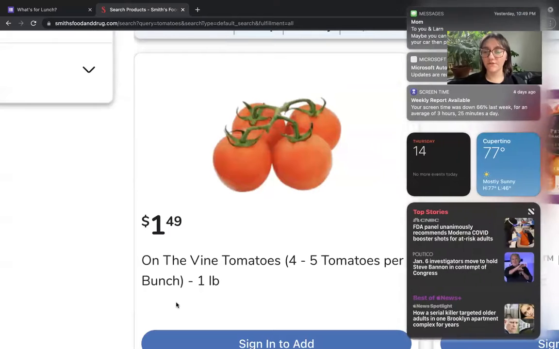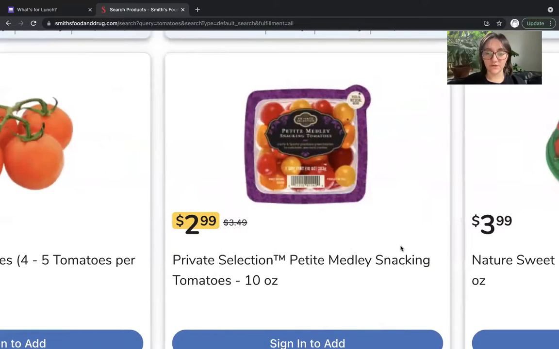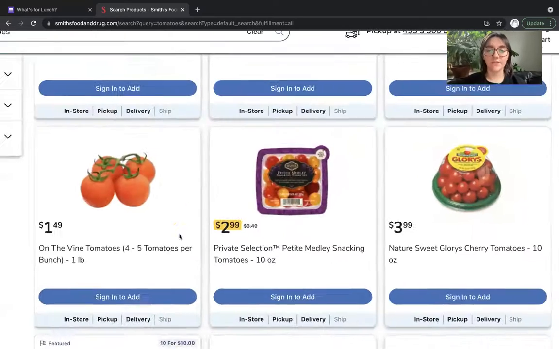Right, so that's an average. Now, if you look at this one, which is like the carton of little tomatoes, the petite medley snacking tomatoes, this says it's $2.99 for 10 ounces. So that one is prepackaged, 10 ounces, you get that. That's $2.99. If you get two, right, it's 2 times $2.99.